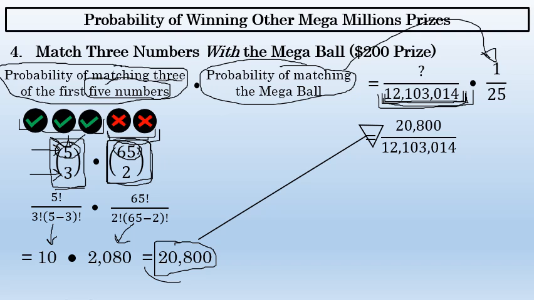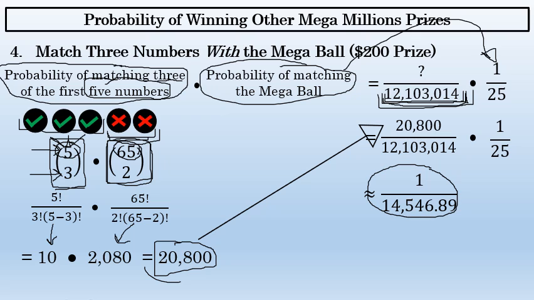The probability of matching 3 of the first 5 numbers is 20,800 out of 12,103,014. Multiplying that by the 1 in 25 probability of matching the megaball yields 1 in 14,546.89. This is your probability of matching 3 numbers with the megaball and winning $200. As a percent, this would be 0.006874%. Your percent chance of matching 3 numbers with the megaball and winning $200.